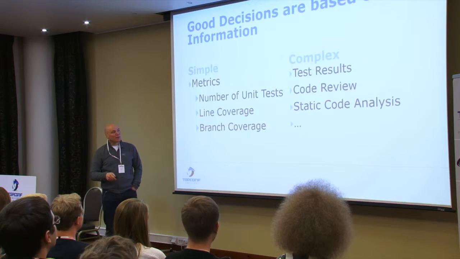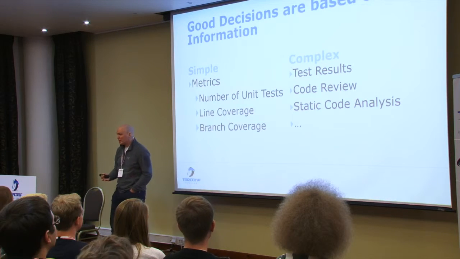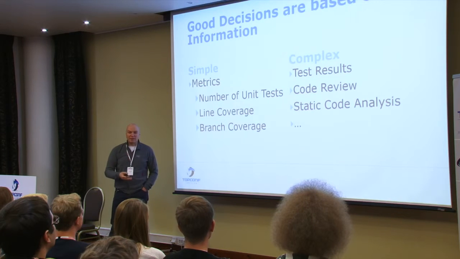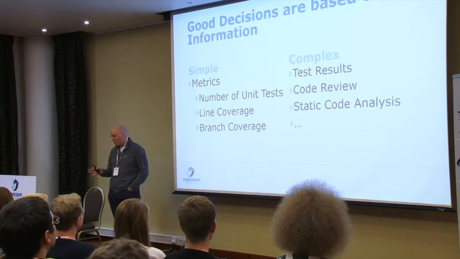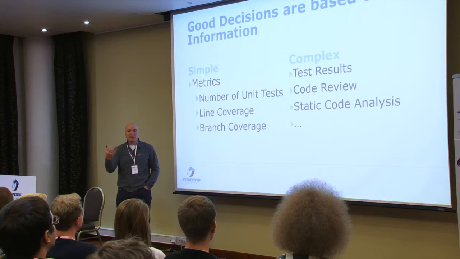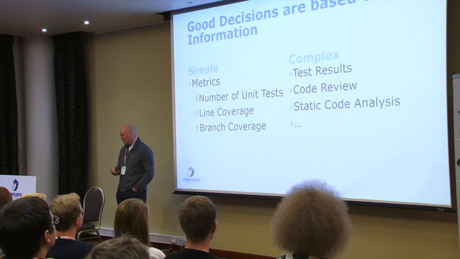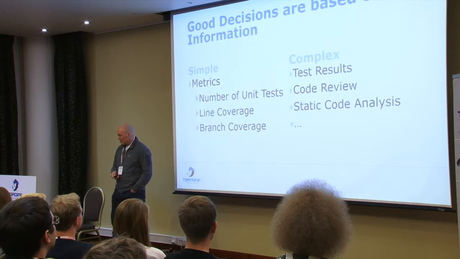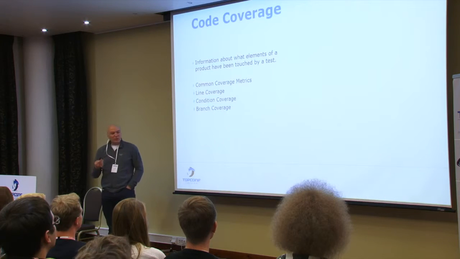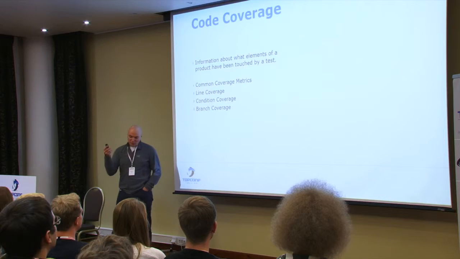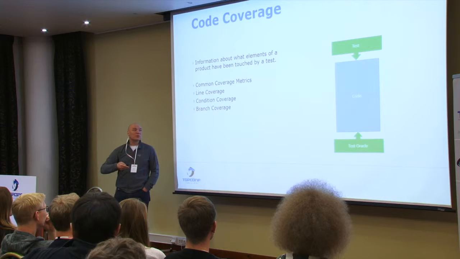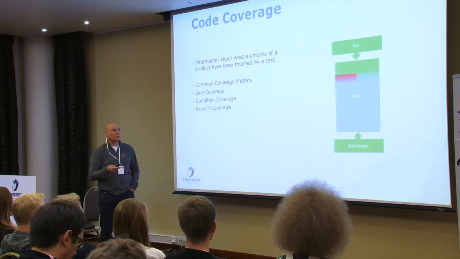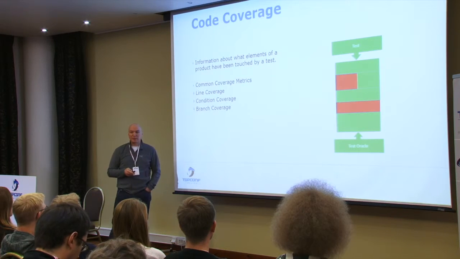The more complex information are test results. What did you find out during tests? It's not a number, it's information. When you have a code review, you have findings. You can make a decision based on those findings. Static code analysis is sometimes more number-oriented, but also you have to read through it, analyze it, interpret the results. So let's look at code coverage. What is code coverage? You run a test, you have a code, you put a test on it, and then you gather the information which parts of the code have been covered.